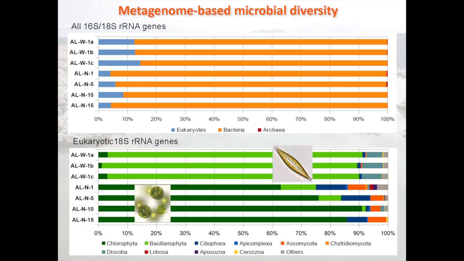But the communities are highly diverse. Even if you have only 5 to 10% eukaryotes, you find virtually all the known groups of eukaryotes there. I'm not going to enter into the names, but in any case, these communities are dominated by photosynthetic eukaryotes: diatoms in the case of the western side that is influenced by freshwater arrival, and green algae, chlorophytes, in the case of the, let's say, more dominant microbialites in the lake.